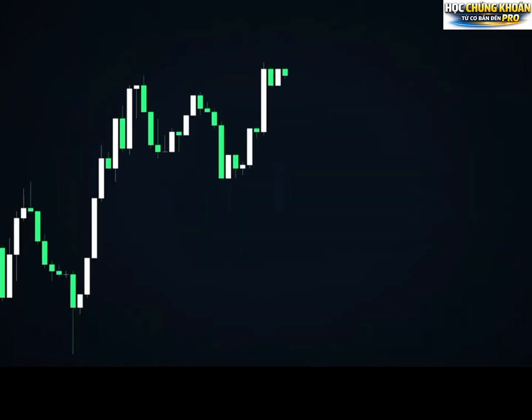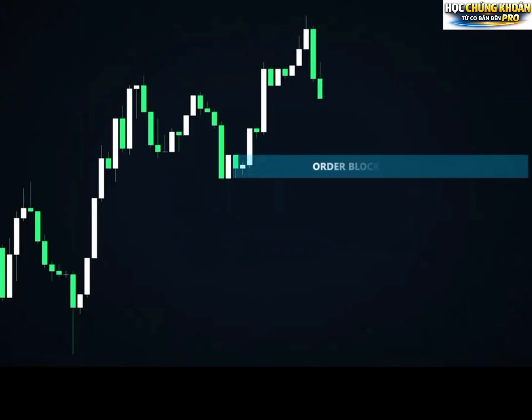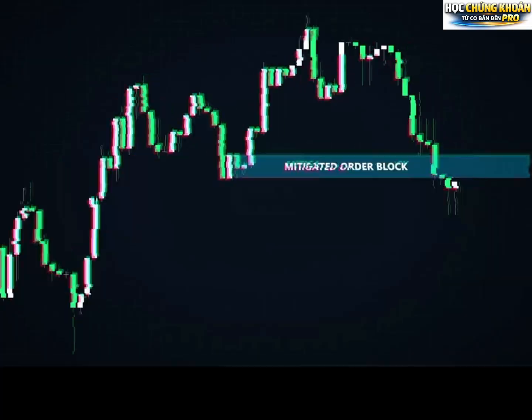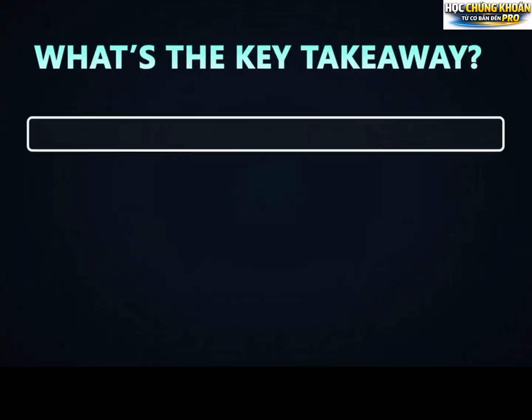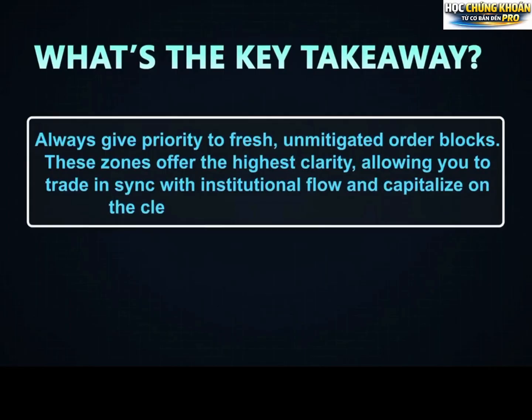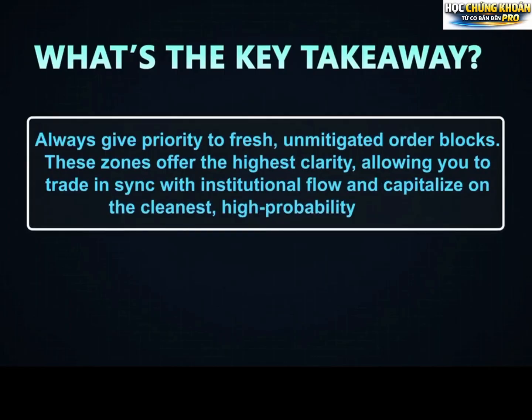Now, look at this last one. Price has slowly moved through the zone, and there's no strong reaction. What does that tell us? The institutional orders have likely already been filled, making this a fully mitigated order block. At this point, it's lost its significance, and we wouldn't expect price to respect it anymore. So, what's the key takeaway? Always prioritize fresh, unmitigated order blocks. These zones give you the clearest opportunity to trade alongside institutional orders and catch the best setups.